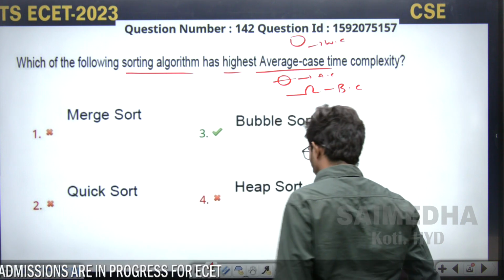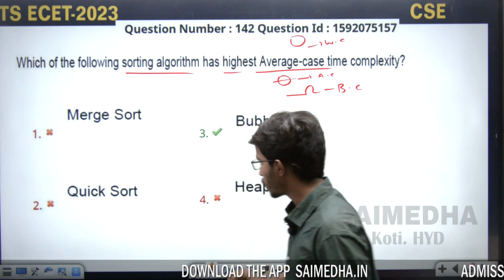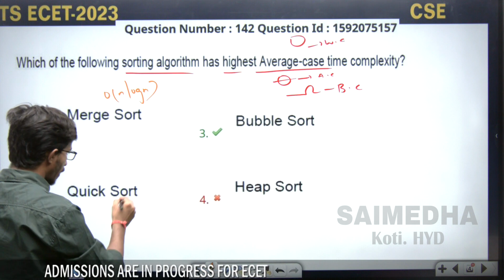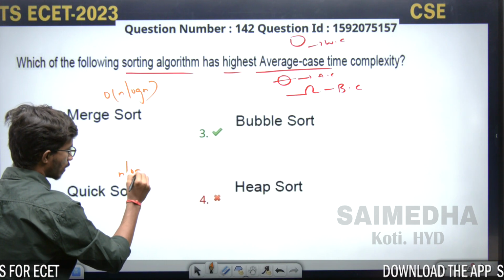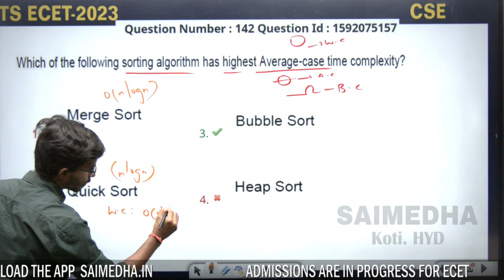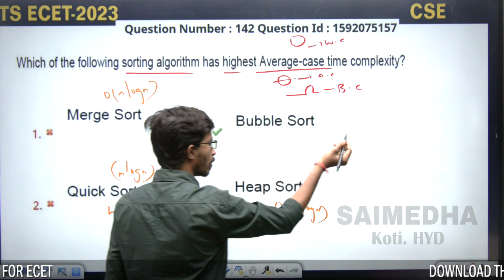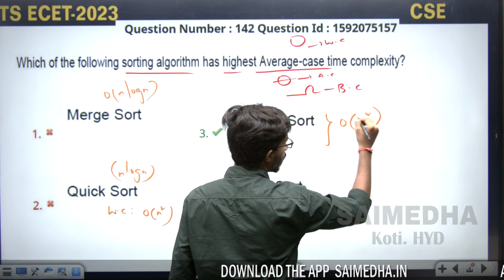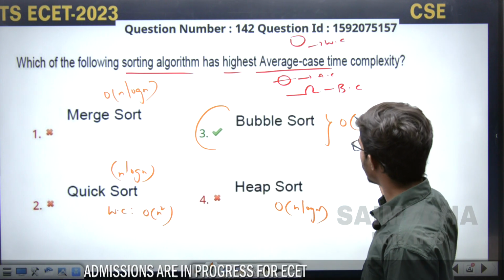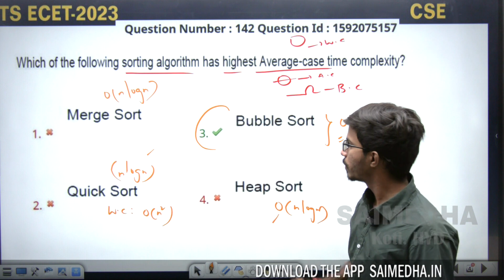If you know the time complexity table, it's a very quick, direct answer. The average case time complexity for merge sort is n log n. That's the average case, and for the worst case also n log n. For quick sort, the average is also n log n, but in the worst case quick sort takes big O of n square. Heap sort, in both cases, it will be n log n. And bubble sort, in both cases, it will be big O of n square. So the right option is bubble sort, because in the average case it's big O of n square, and in the worst case also big O of n square. If you compare, this one is smaller, this one is smaller, this one is smaller, and this one is the highest. So the right option is bubble sort.